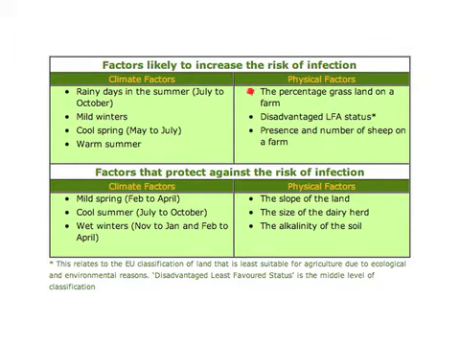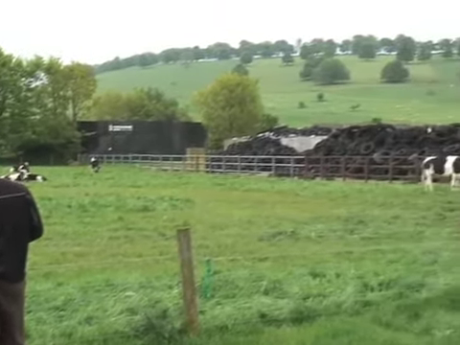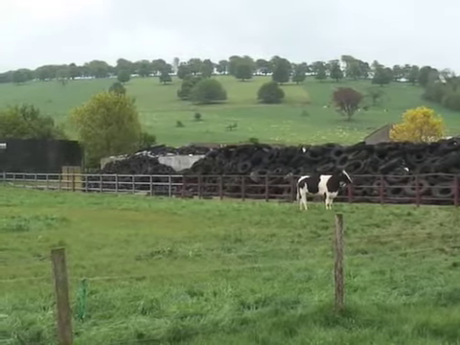Physical factors likely to increase the risk of infection include the percentage of grassland on a farm, disadvantaged least favoured areas status. This relates to the EU classification of land for agriculture. Also the presence and number of sheep on a farm. Whereas physical factors that protect against the risk of infection include the slope of the land, the size of the dairy herd, and the alkalinity of the soil. These are the sort of factors that can be incorporated into an early forecasting system and allow veterinarians to advise farmers on timing of treatment.